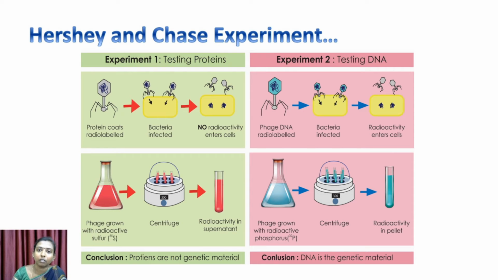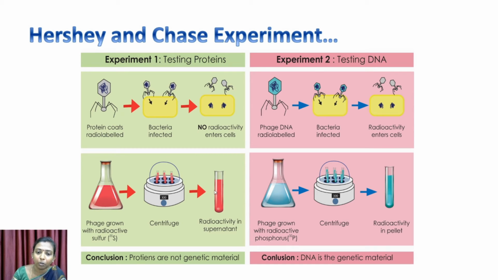After radio labeling, the bacteriophage is allowed to infect E. coli cells. The protein radio-labeled bacteriophage is allowed to infect E. coli, and the DNA-labeled phage is also allowed to infect E. coli. So both phages infect the E. coli, and the medium is then centrifuged. This experiment is otherwise called the blender experiment. After infection, we subject the medium to centrifugation.